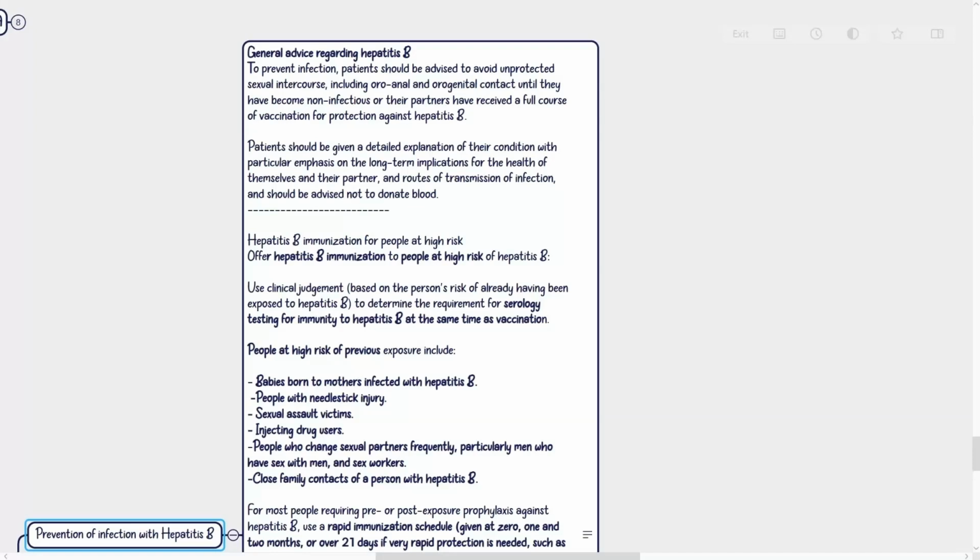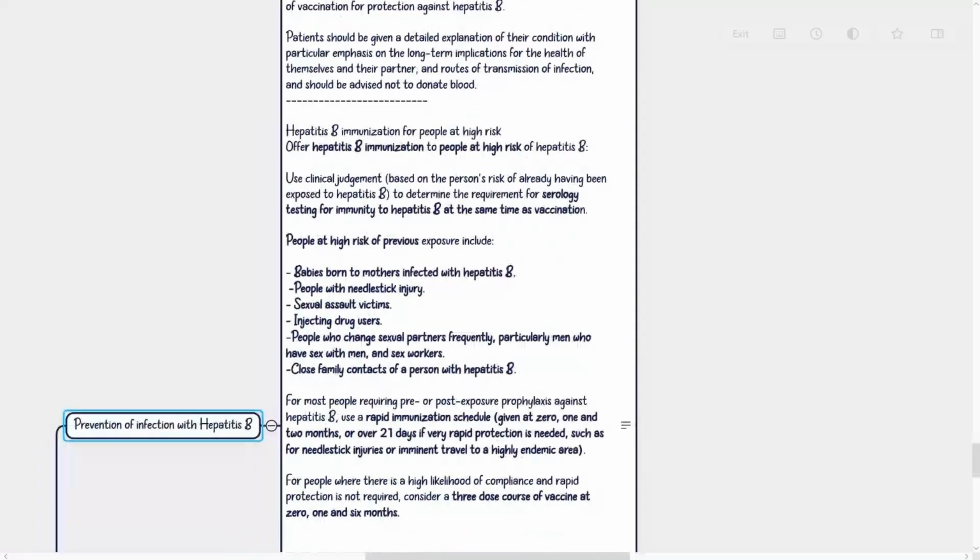Patients should be given a detailed explanation of their condition, with particular emphasis on the long-term implications for the health of themselves and their partner, and routes of transmission of infection, and should be advised not to donate blood. Hepatitis B immunization for people at high risk. Offer hepatitis B immunization to people at high risk of hepatitis B.